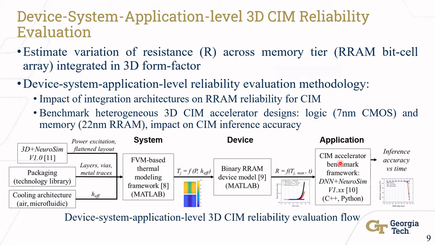So we propose to estimate the variation of resistance across the memory tier, the RRAM bit cell array, which is integrated in a 3D form factor. And we do this by proposing a device, system, and application level methodology. So we look at the impact of different integration architectures on the reliability of RRAMs for CIM. And we also benchmark heterogeneous accelerator designs, where we look at logic on 7 nanometer CMOS and memory at 22 nanometer RRAM integrated in 3D.